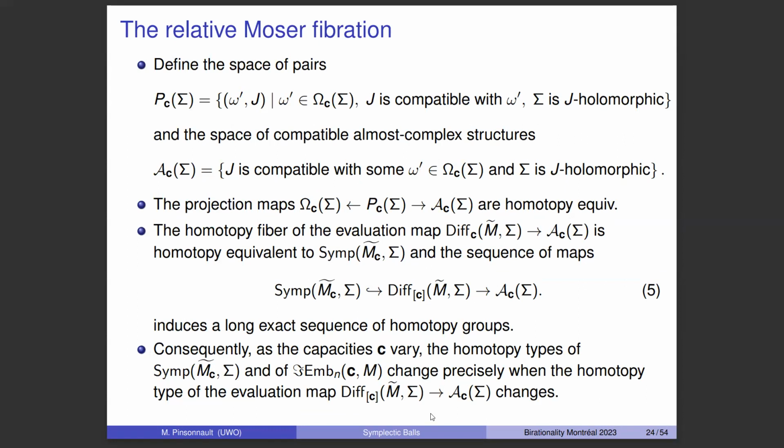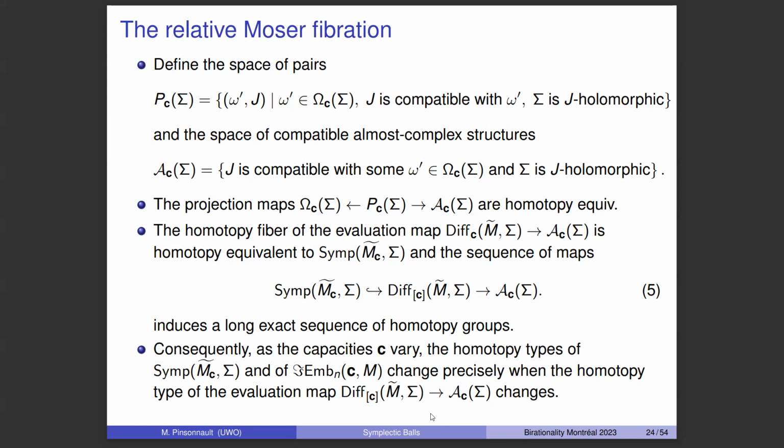Okay, so now instead of working on the action of Diff on symplectic forms, which is very bad because we don't know Diff, we don't know the space of symplectic forms in general, what we will do, and that's a beautiful idea, is switch. We look at the space of pairs (omega prime, J), where omega prime is one of those forms cohomologous to the form I'm interested in, making my exceptional divisor symplectic, and J is compatible with omega prime. So we look at pairs like this.